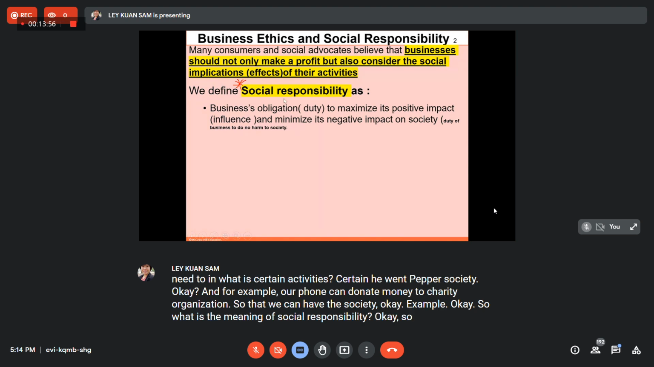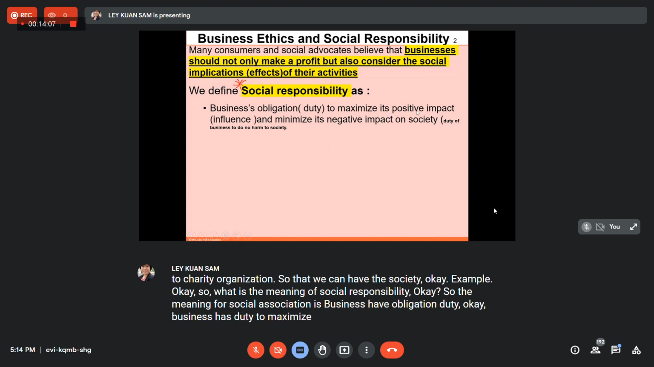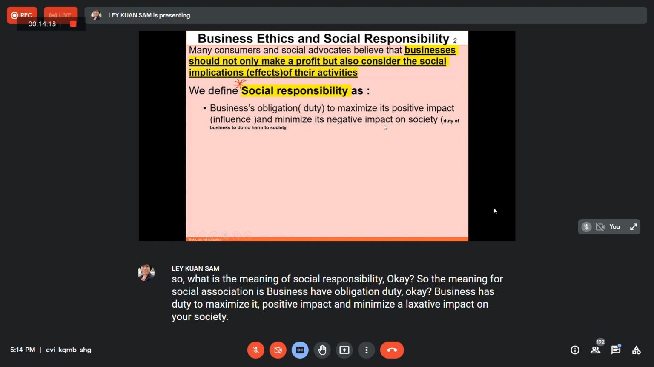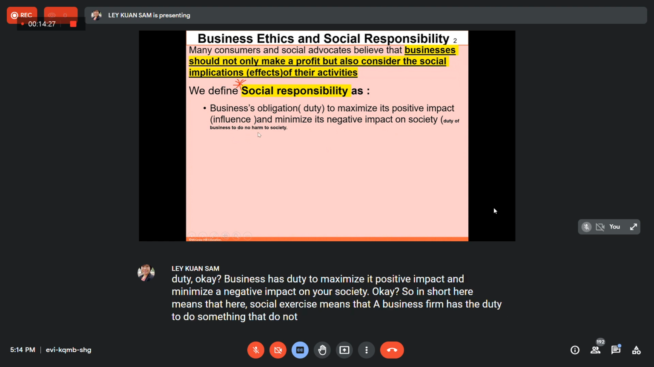The meaning of social responsibility is that business has an obligation, a duty, to maximize its positive impact and minimize its negative impact on the society. So in short, social responsibility means that a business firm has the duty to do something that does not harm the society.